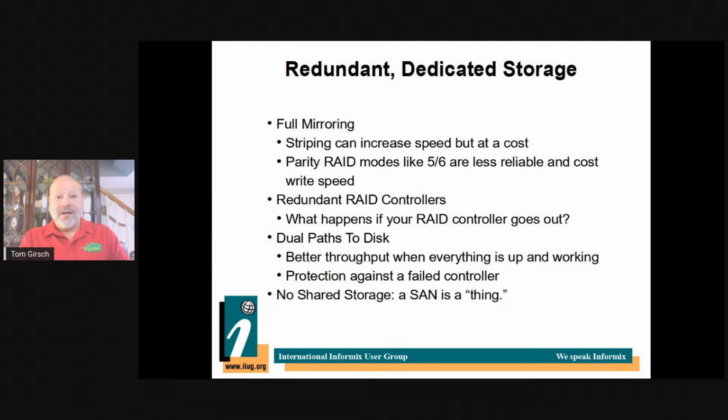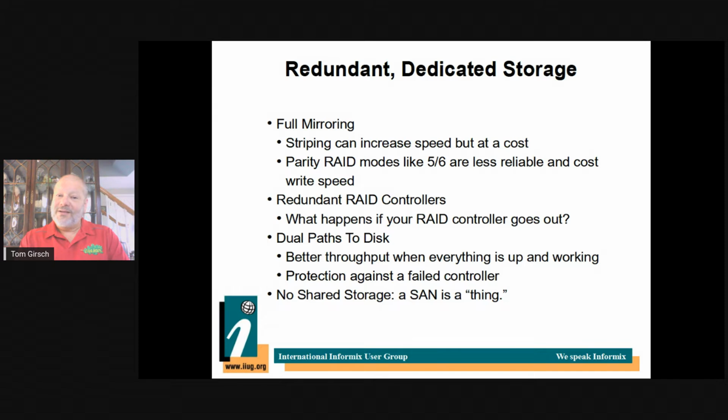Other costs as well. Parity RAID modes like 5 and 6, those I'm not real fond of. I know a lot of people swear by them, but they cost you performance, especially in the event that you lose a drive. And they're a lot more reliable than they used to be, but I still am not a fan. And these days, storage is inexpensive enough that you should be able to justify the extra cost of full mirroring.